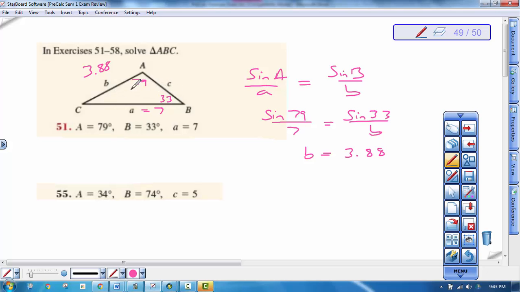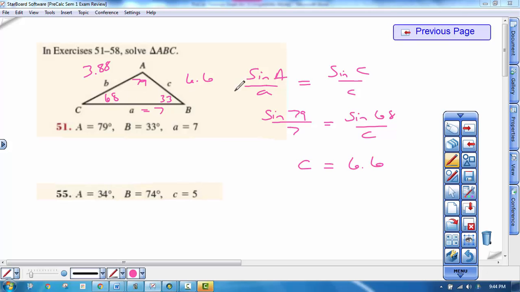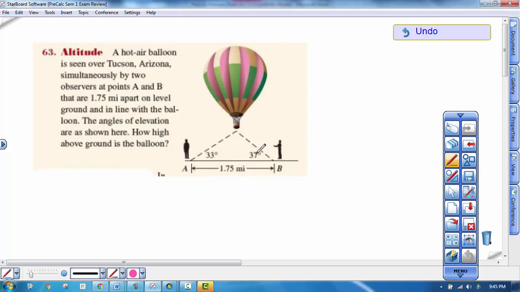And then you can find this angle by doing 180 minus these two to get this as a 68 degree angle. And now do the same thing with C. So just start over with C. And same solution, you end up getting about 6.6. 55 is similar, which is the law of sines again, so I'll skip that one and let you do that one. But 63 is a little different.